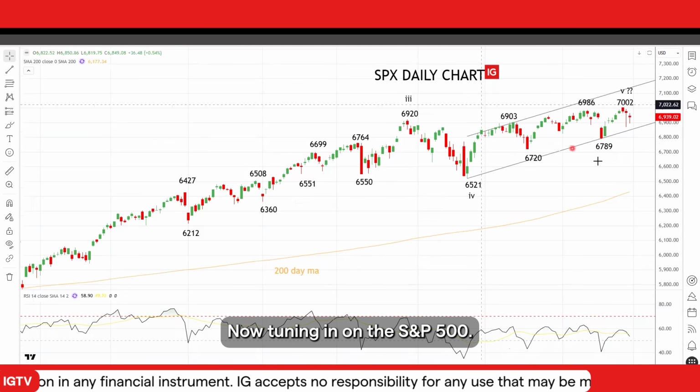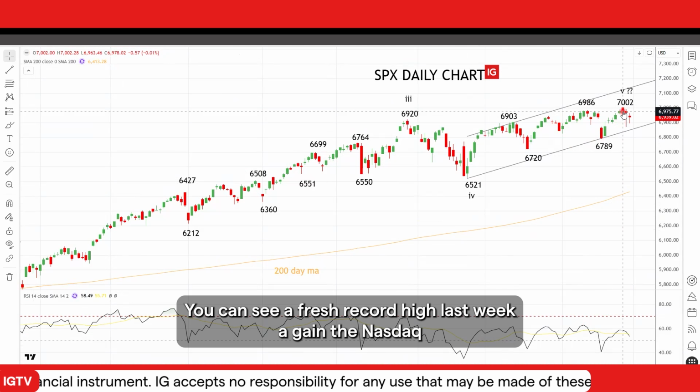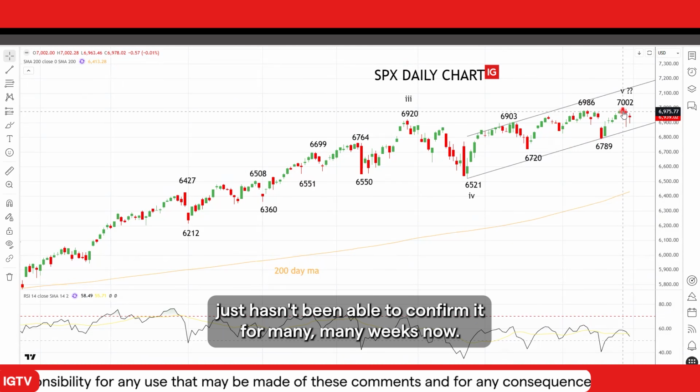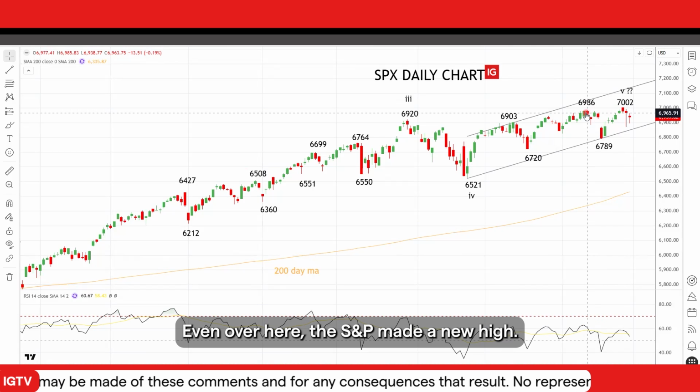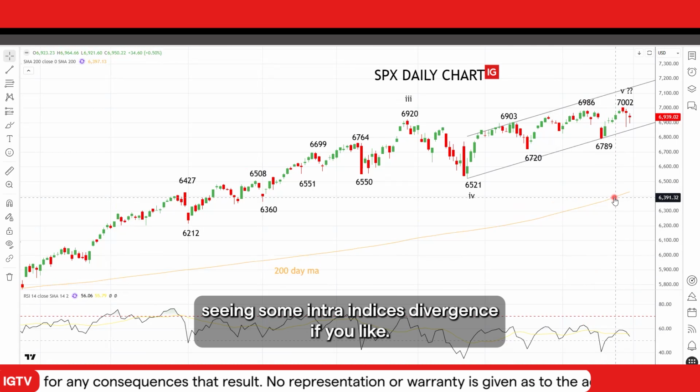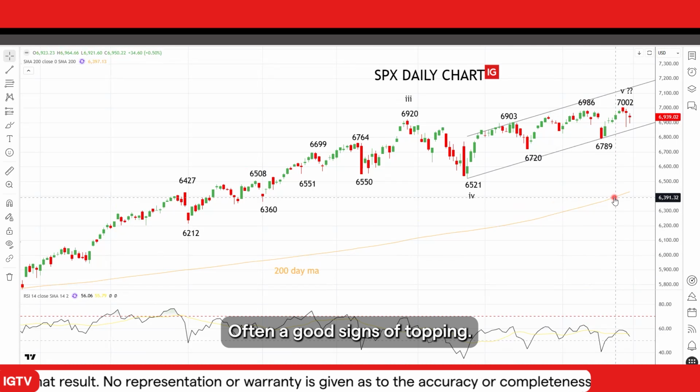Now, tuning in on the S&P 500, you can see a fresh record high last week. Again, the NASDAQ, which is the high beta index, which should be the leader, just hasn't been able to confirm it for many, many weeks now. Even over here, the S&P made a new high, but the NASDAQ didn't. Builds up this idea that potentially we're seeing some intra-index divergence, if you like, often a good sign of topping.